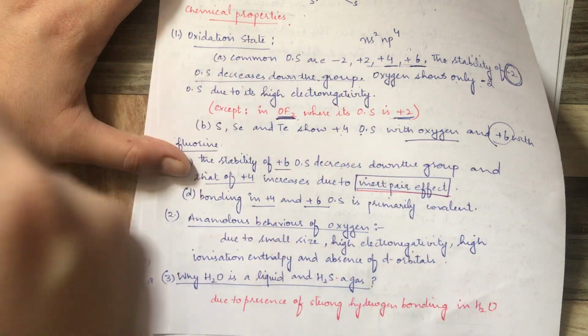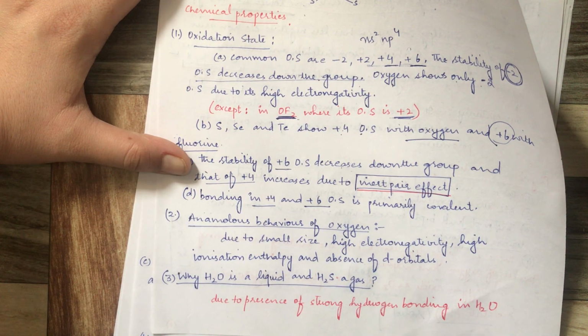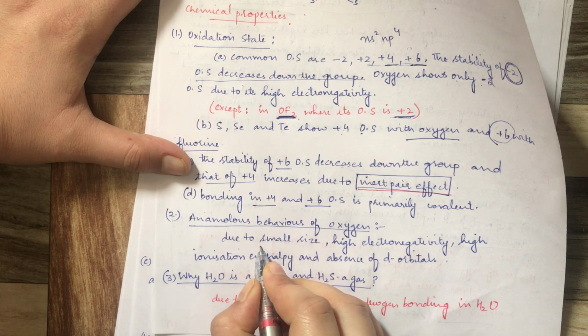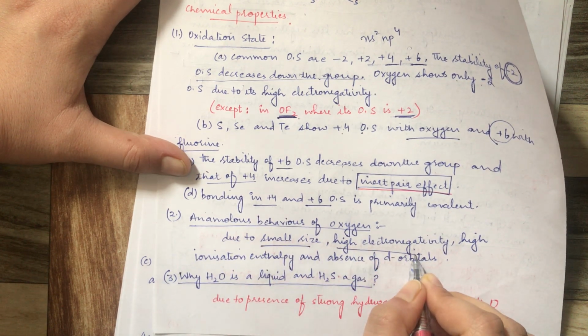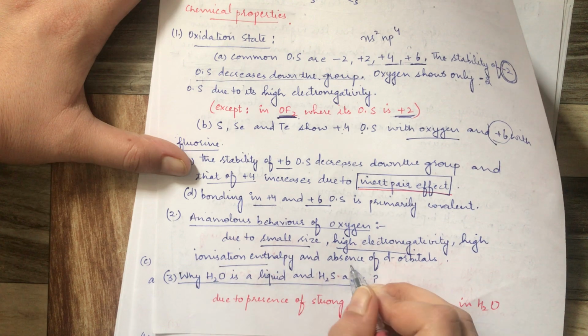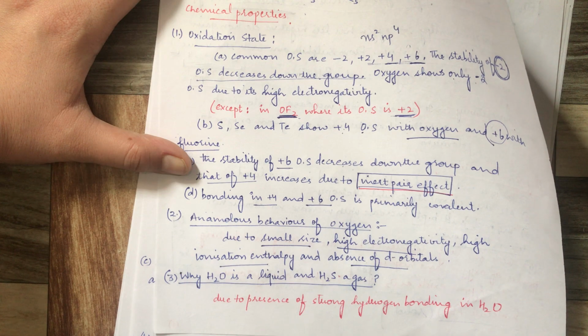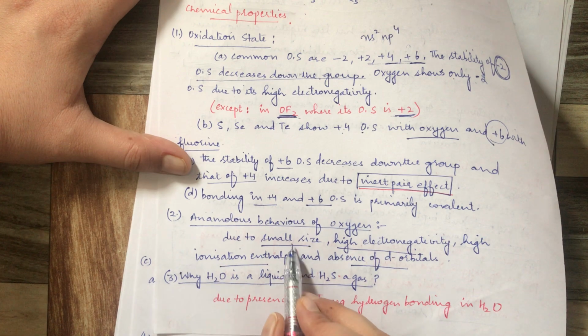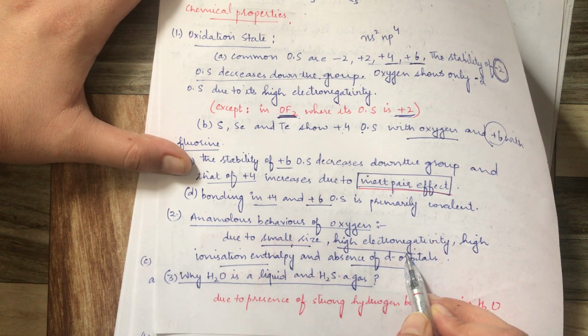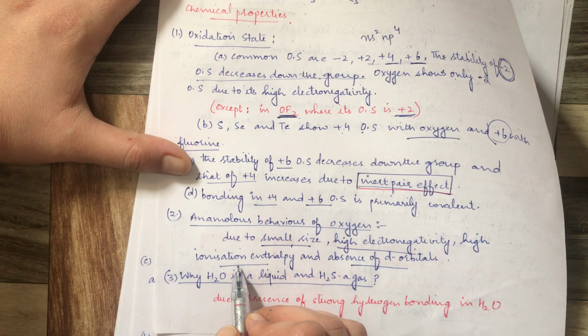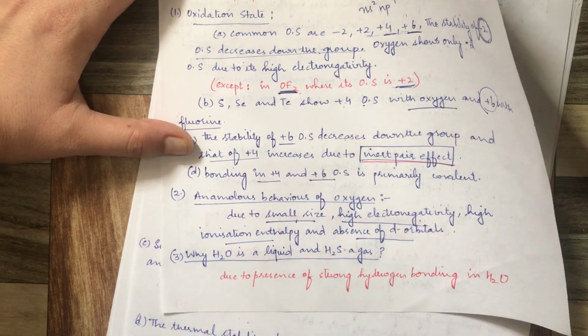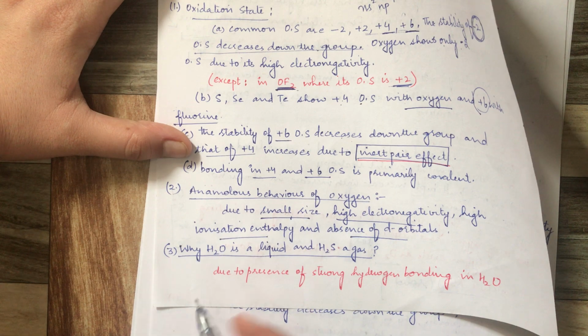Now, why does oxygen always show different behavior from the rest of its members? Because of its small size, high electronegativity, high ionization enthalpy and absence of d orbitals. These 4 or 5 points are valid for every representative element, right from fluorine, oxygen, nitrogen, boron. All the p block elements show anomalous behavior because they have very small size, high electronegativity, high ionization enthalpy and the absence of d orbitals. Now let's discuss a very important question.